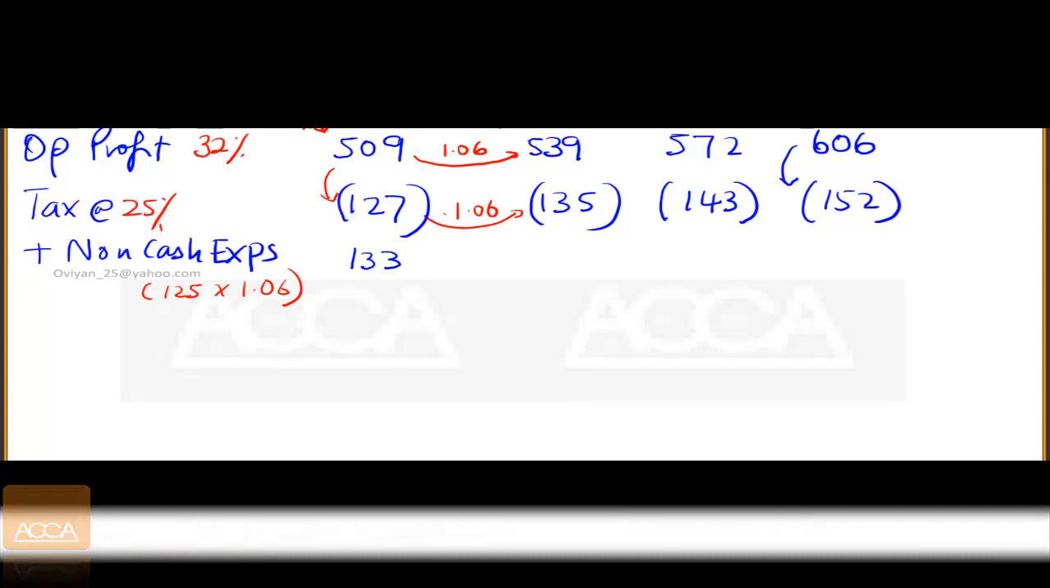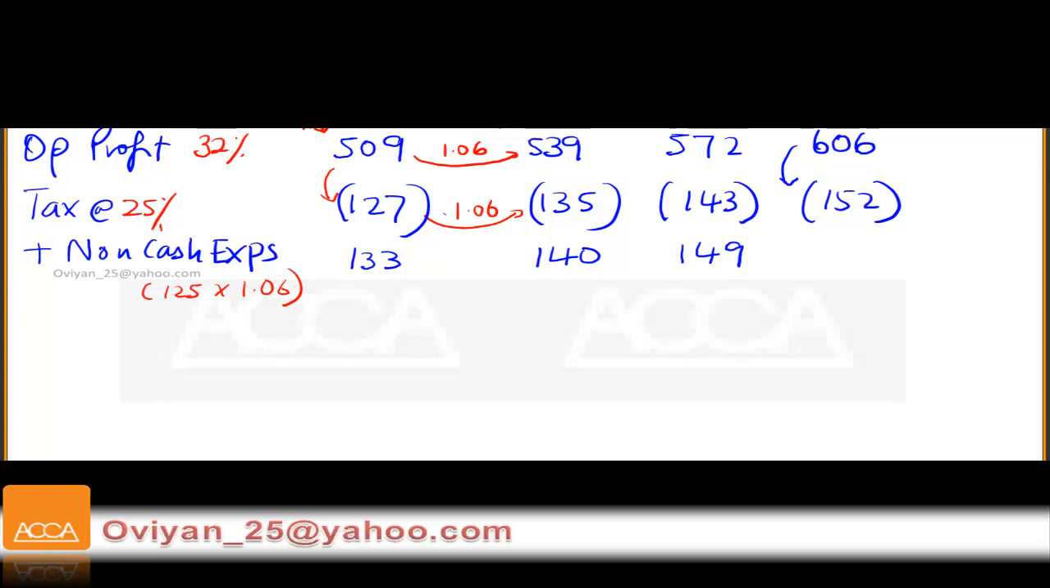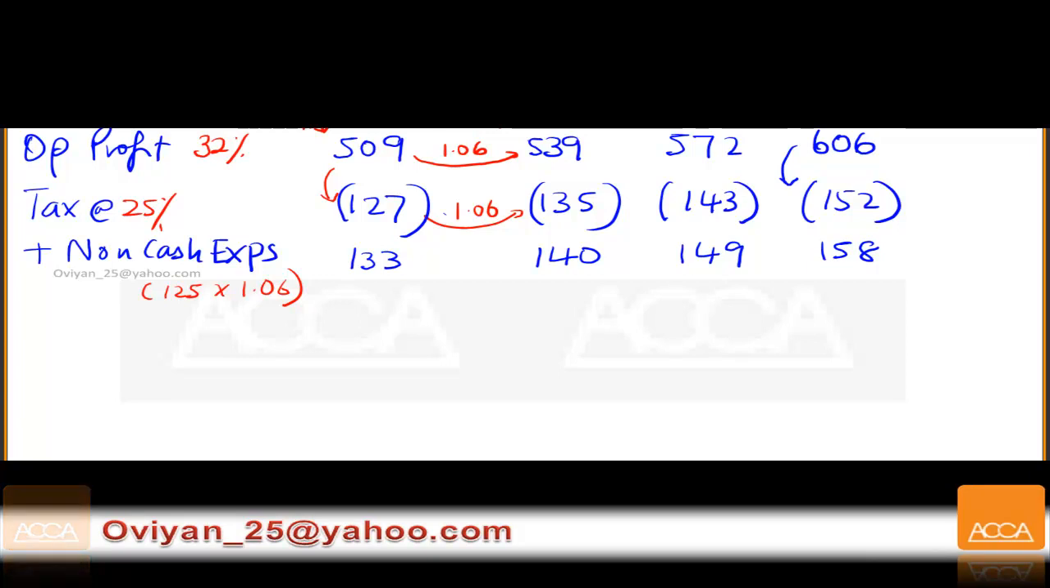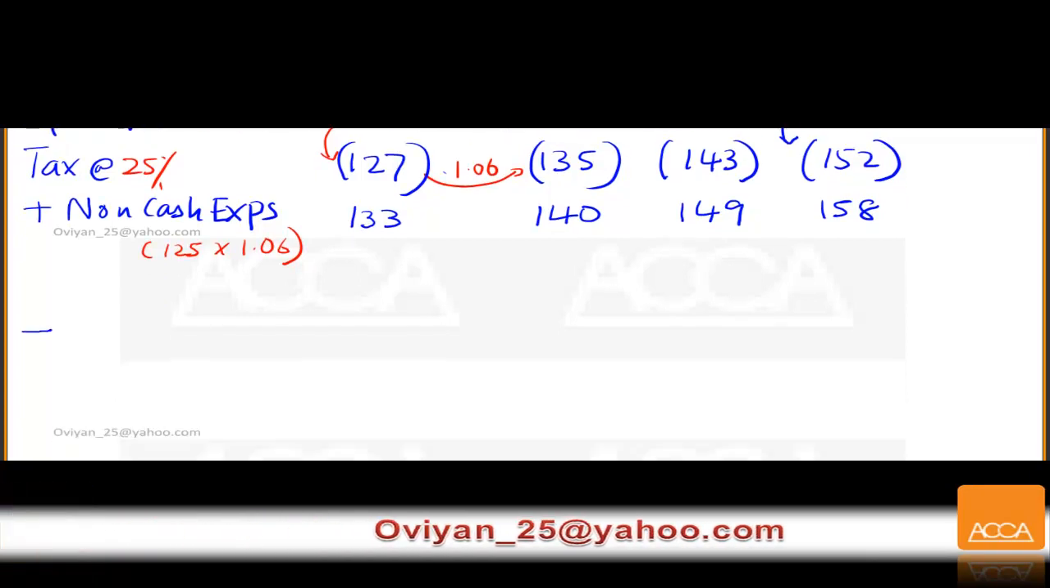133. We're going to add back. So keep multiplying by 1.06. You're going to get here 140. You press equals straight away, you're going to get 149. Press equals, you're going to get here 158. Now, less this thing called capital expenditure.